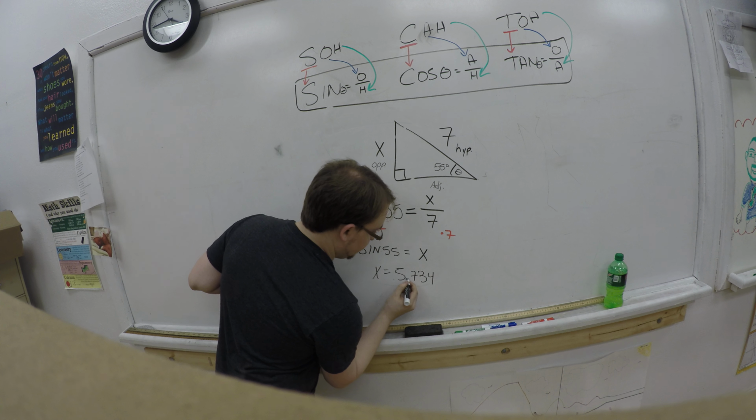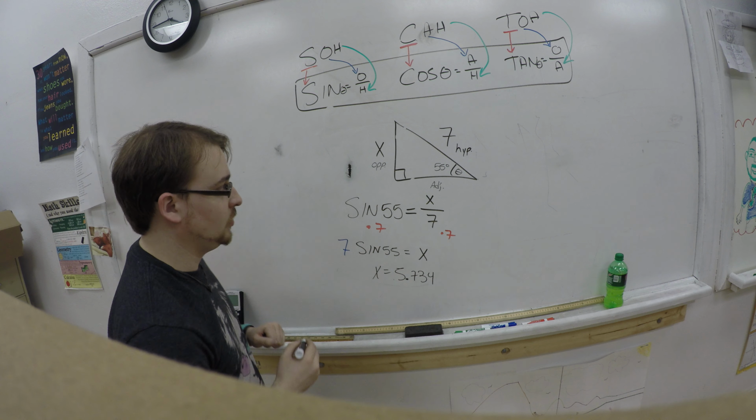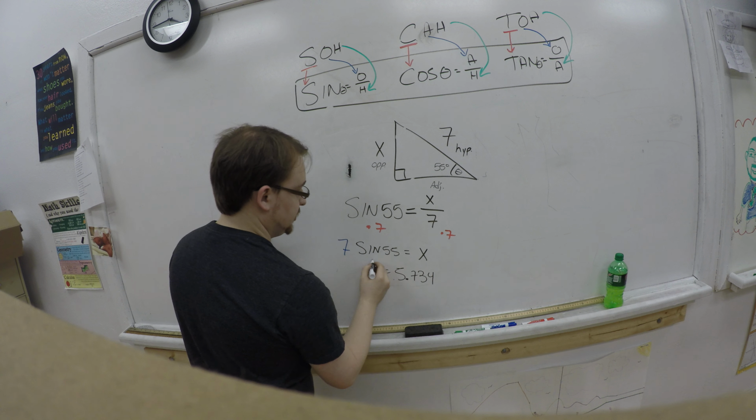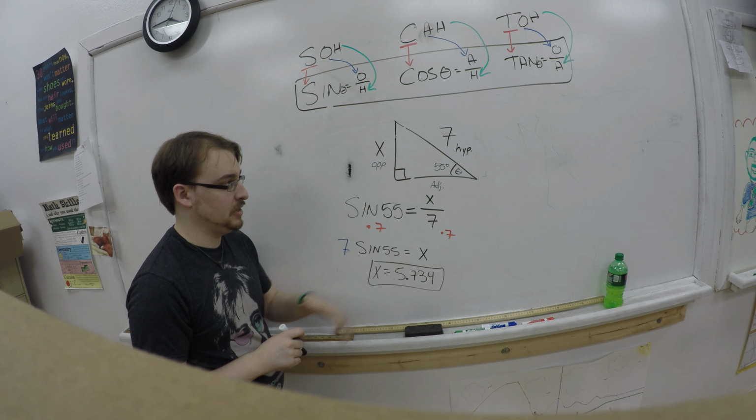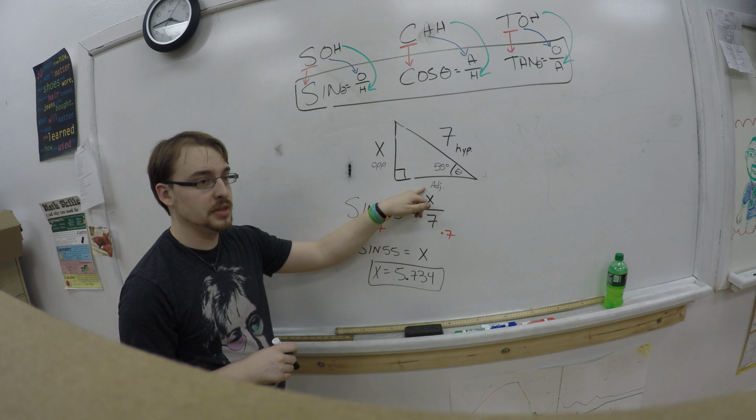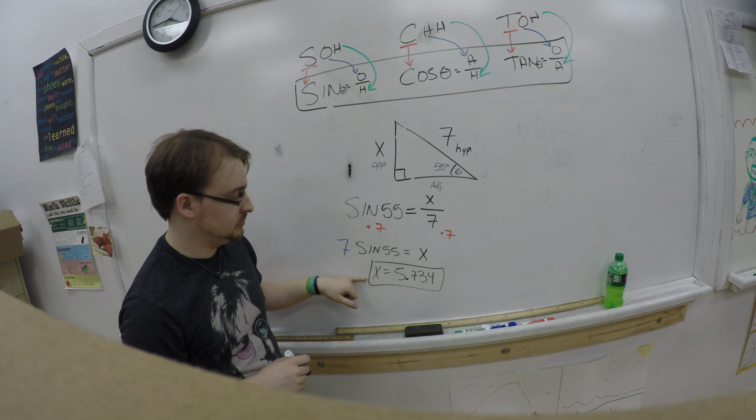So it's 5.734. Cool. That's this side. We just found that side. You could find this guy using Pythag. What side did we just find? We found x. Okay. Yep.